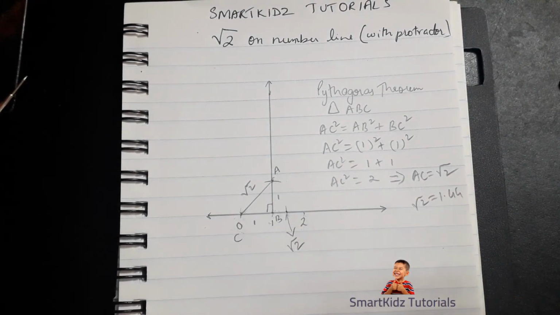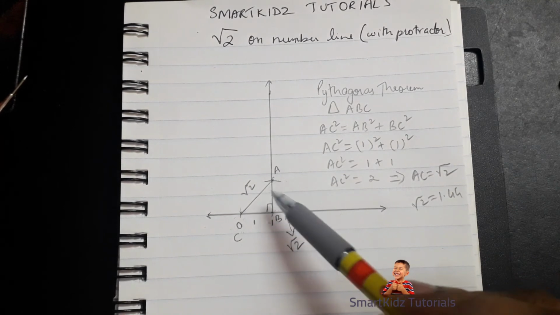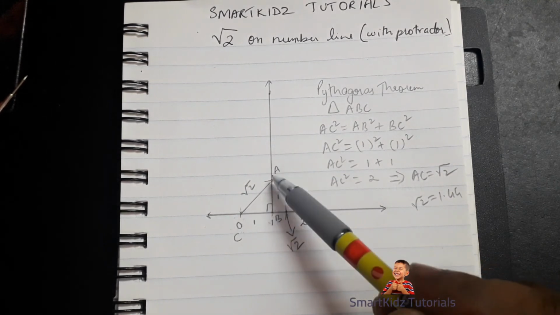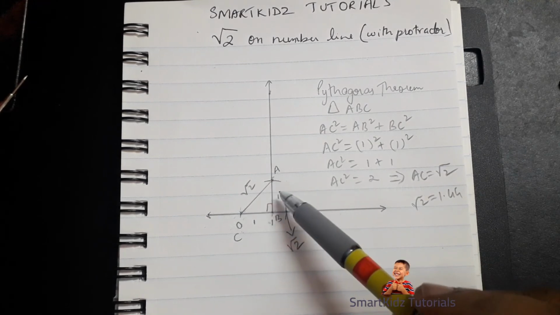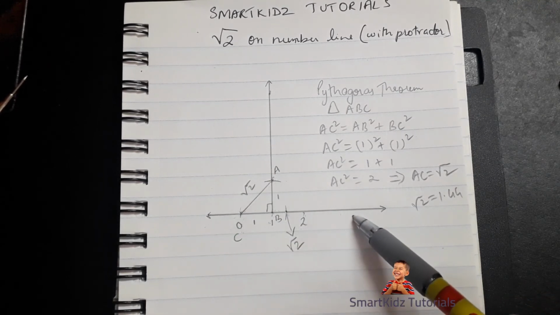So you see, this is an easier way to construct root 2 with the help of a protractor. You don't have to construct the perpendicular line with the help of your compass, and just 90 degrees here should do the job. Okay, and it is also a shorter way of locating root 2 on the number line.